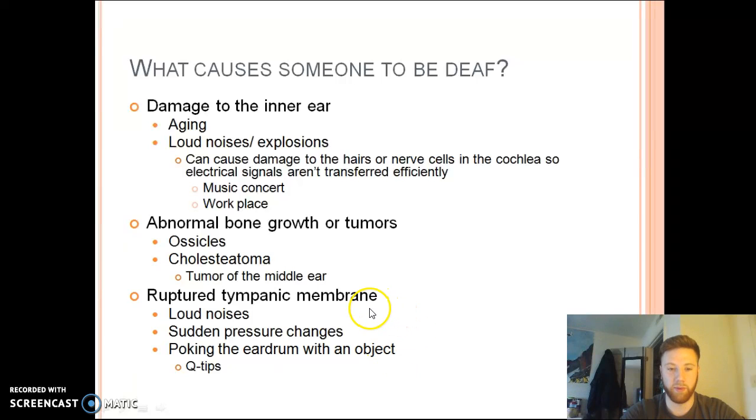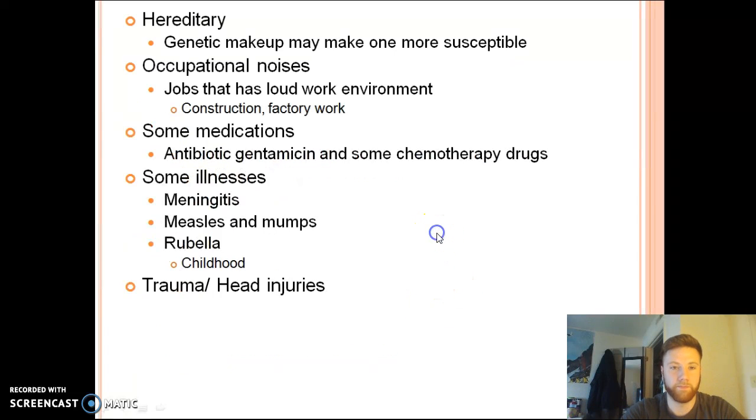Which, like a lot of people use Q-tips to clean out earwax, but they've got to be careful because they could also rupture their eardrum. And then you have things like hereditary, which is just genetic and makes you more susceptible to hearing loss. Occupational noises, again, so jobs that have loud work environments, such as construction or factory work. You can also have some medications, antibiotics, gentamicin, and some other chemotherapy drugs.